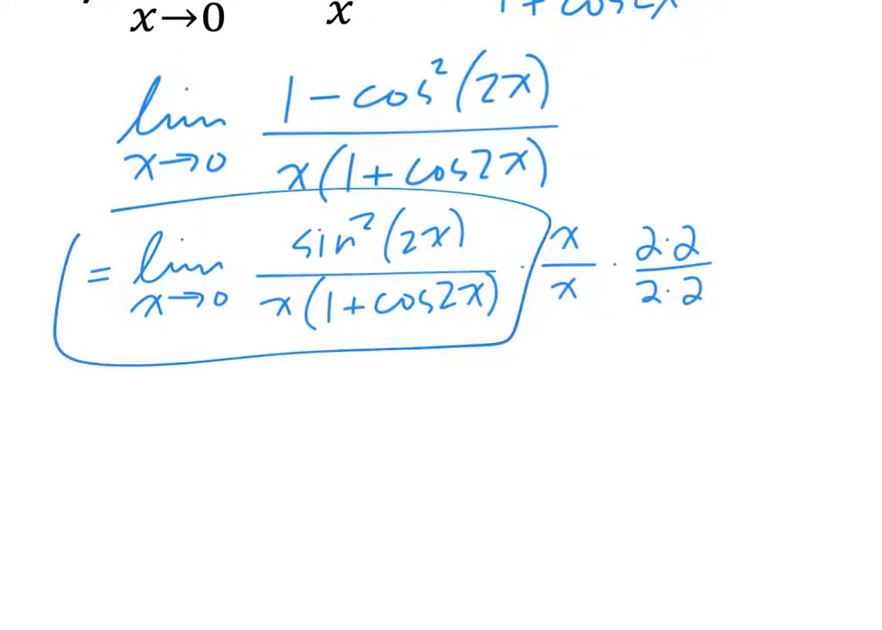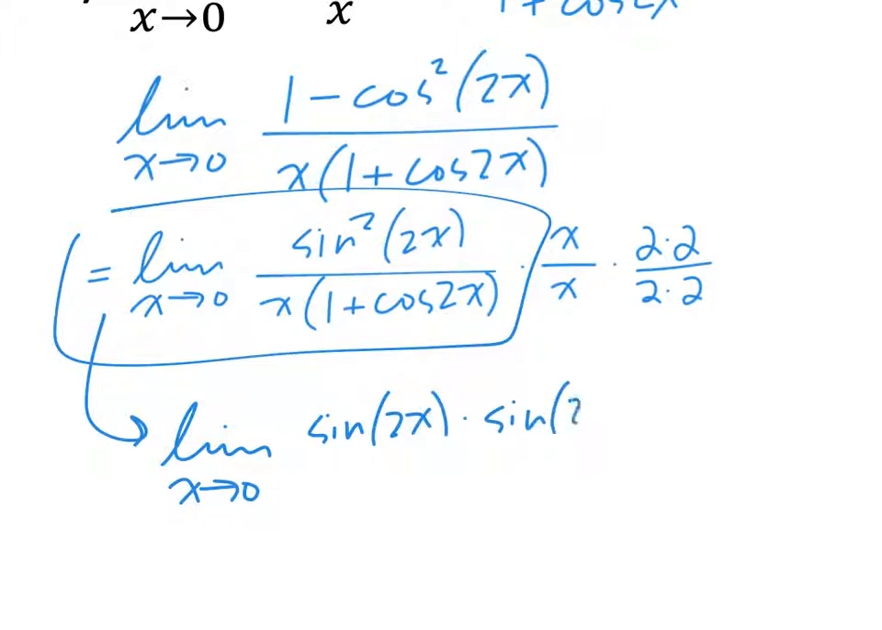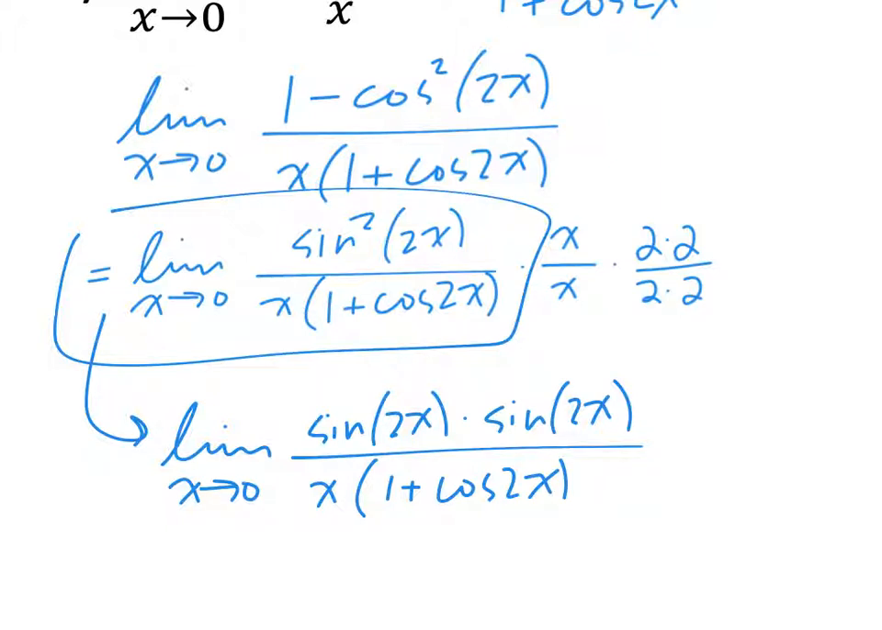Let's look at this part. This part becomes the limit as x goes to 0 of sine 2x times sine 2x. Sine squared 2x essentially means that. So if I want to cancel both sines, I need 2x in the denominator. Well, wouldn't x times x be x squared? Yes. Okay, so yes.